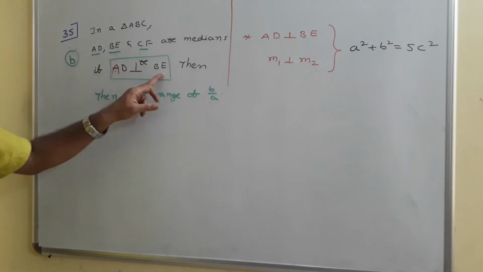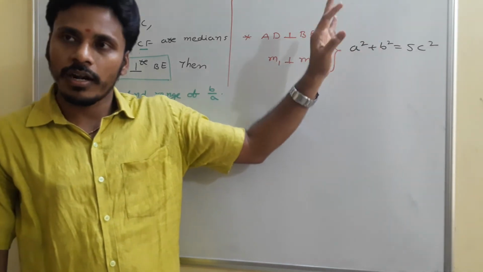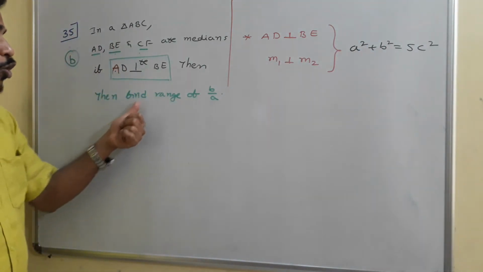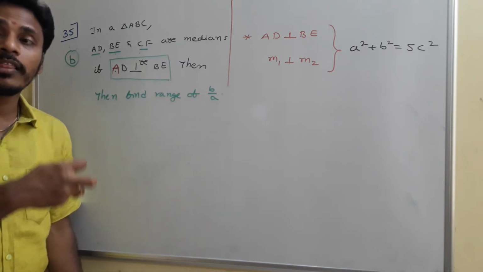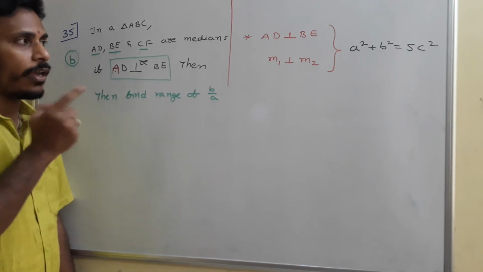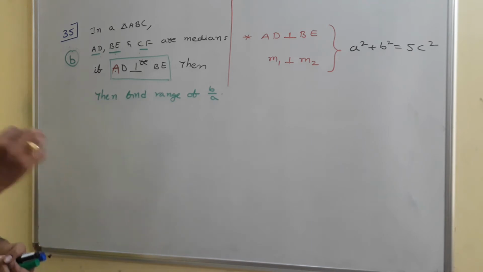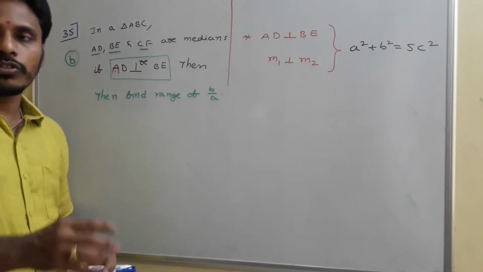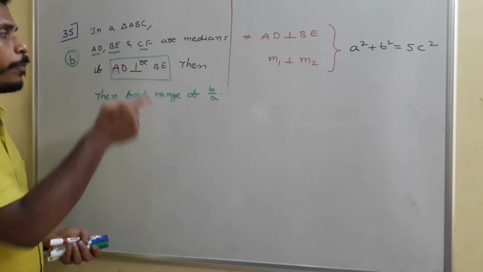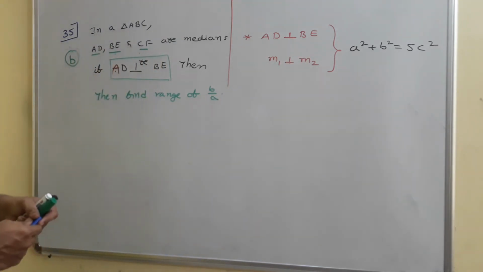Here AD is perpendicular to BE, means M1 is perpendicular to M2, and we have this relation already. But the question is to find the range of b by a. Range means we need to find all the possible values of b by a. I have one relation, that a square plus b square is equals to 5c square, and we need to find out the range of b by a. So what do I need to do? In any triangle we have sine rule, cosine rule, tangent rule and everything. Here in particular on medians we have this relation. Now I am going to utilize the cosine rule.